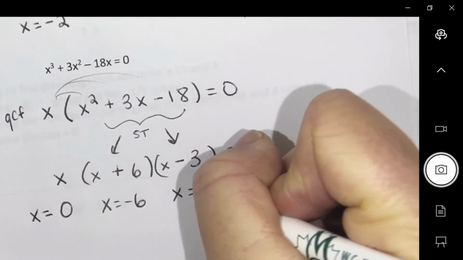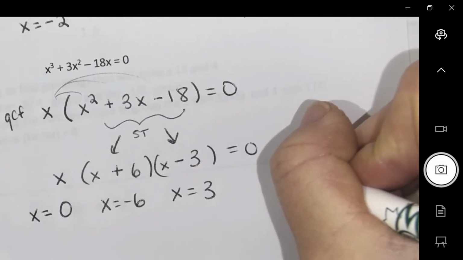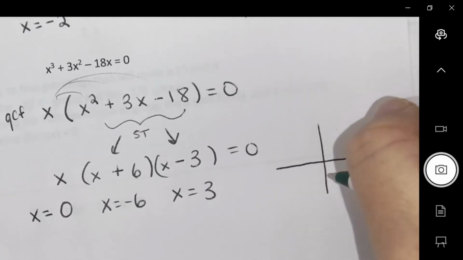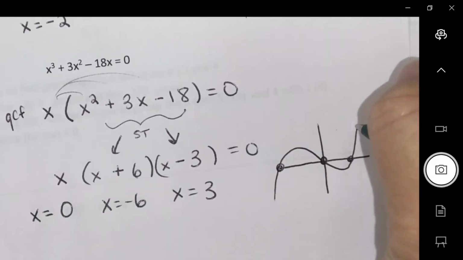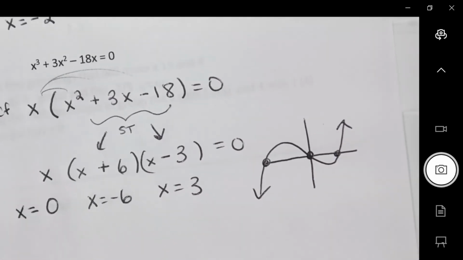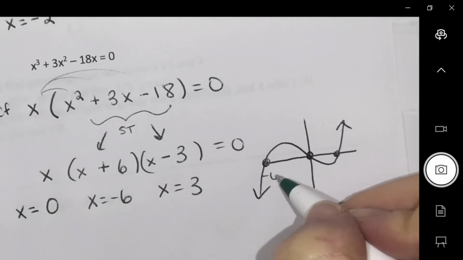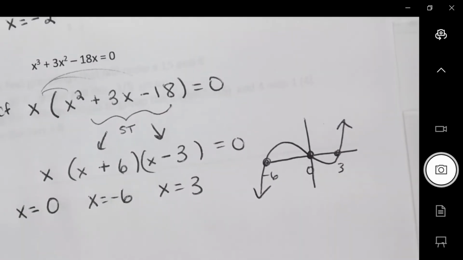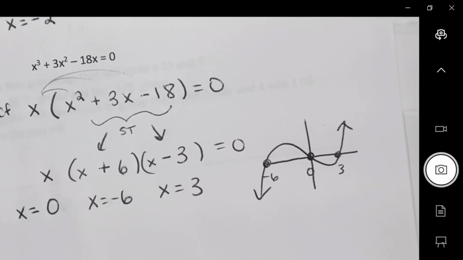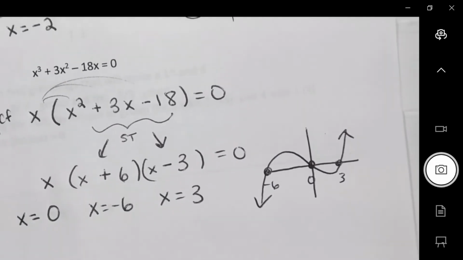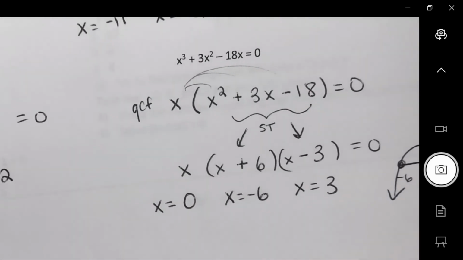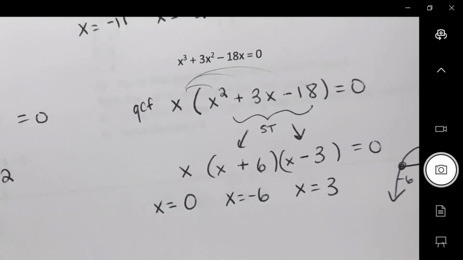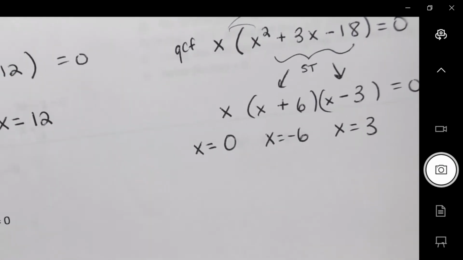Do you want to know, just for the fun of it, what it might look like? My grade 12s will get to do that. It crosses at -6, at 0, and at 3. So it's going to make a different shape. Well, it has to have a curve in it to make it go up and back down, and it crosses at every point.